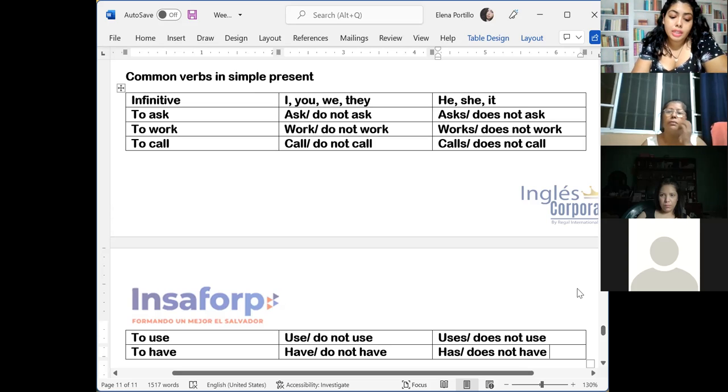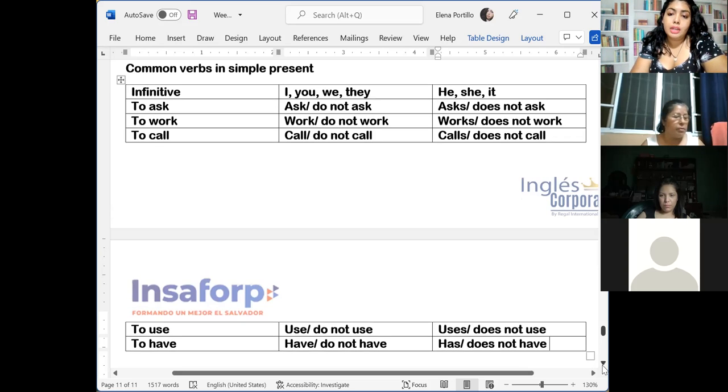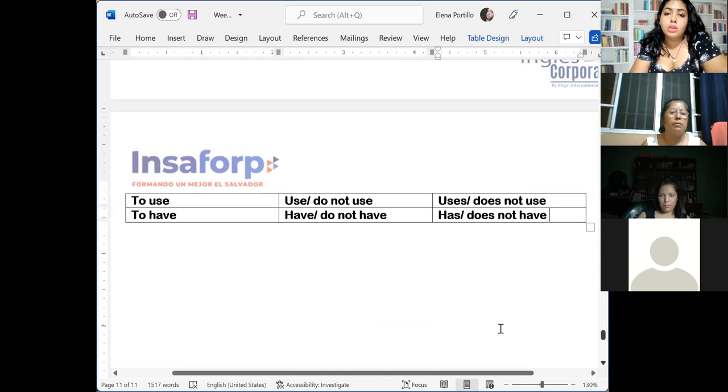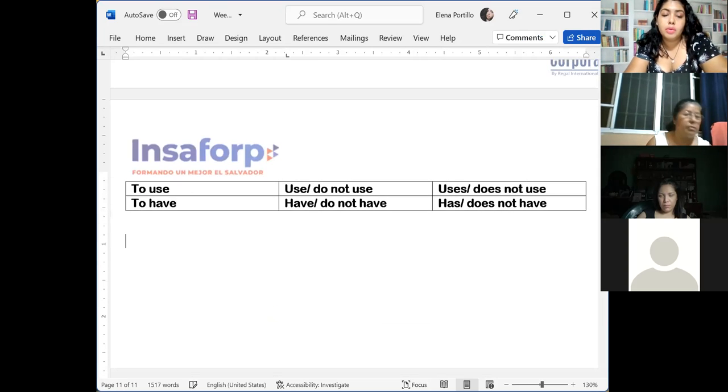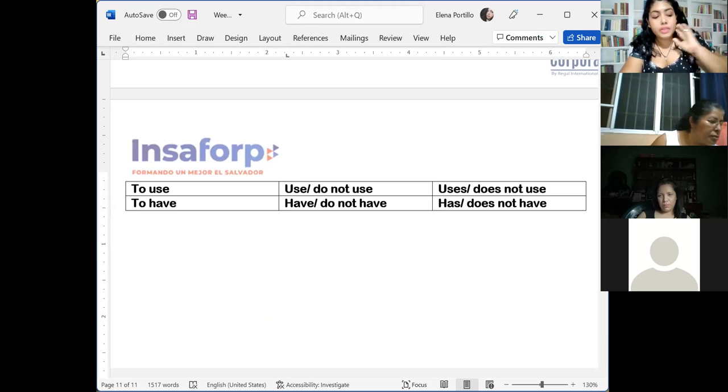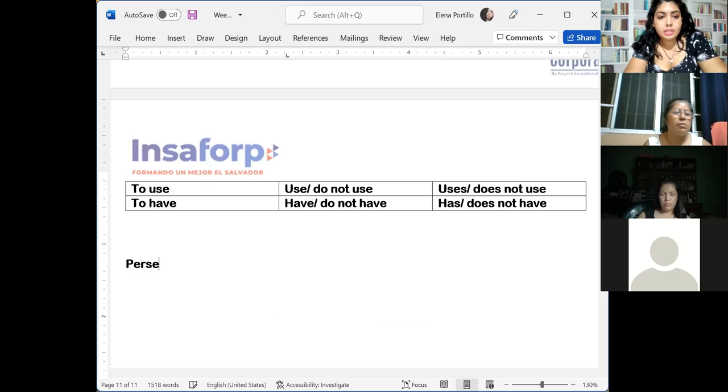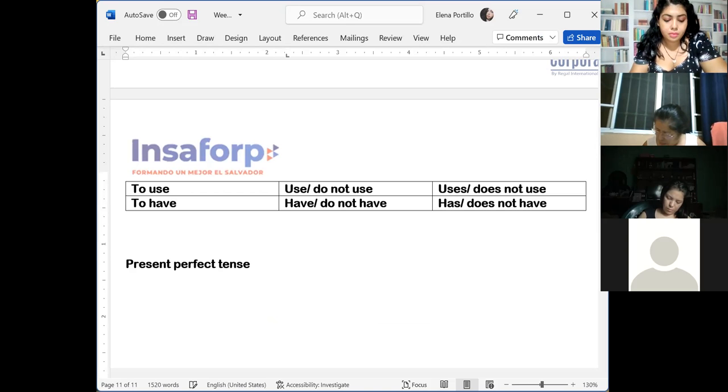Then we are going to see the present perfect tense, but in this case, we are going just to begin the topic, and tomorrow we are going to end with all of this because it is almost time. Present perfect tense. And we have the present perfect tense.